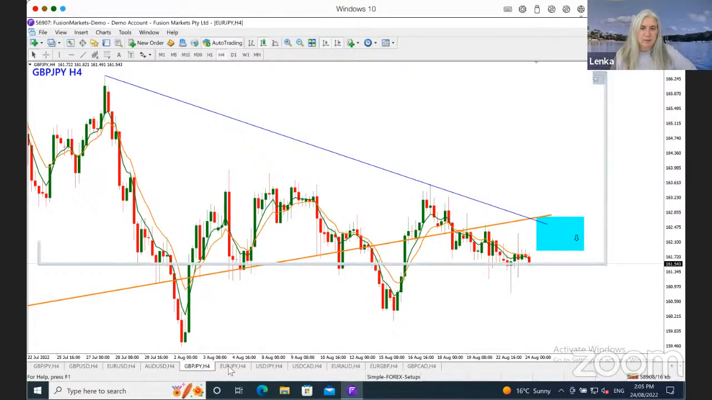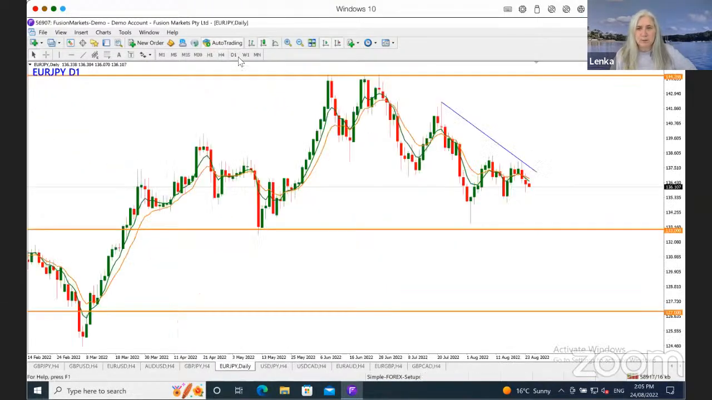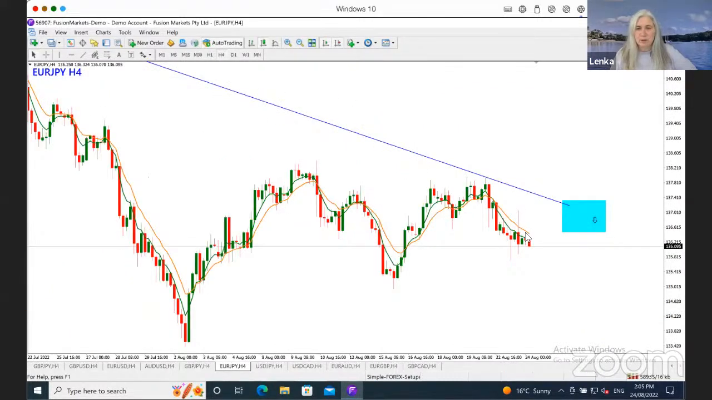Next currency pair I'm looking at is EUR/JPY, and EUR/JPY I'm looking for short. Here we've had the price again going sideways, really not much action happening. So I'm looking for a pullback and then reversal. I would go for short.